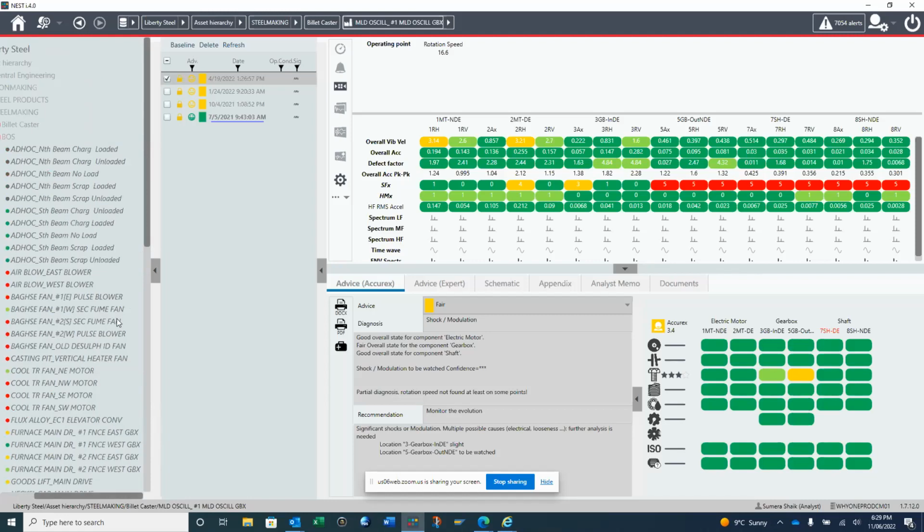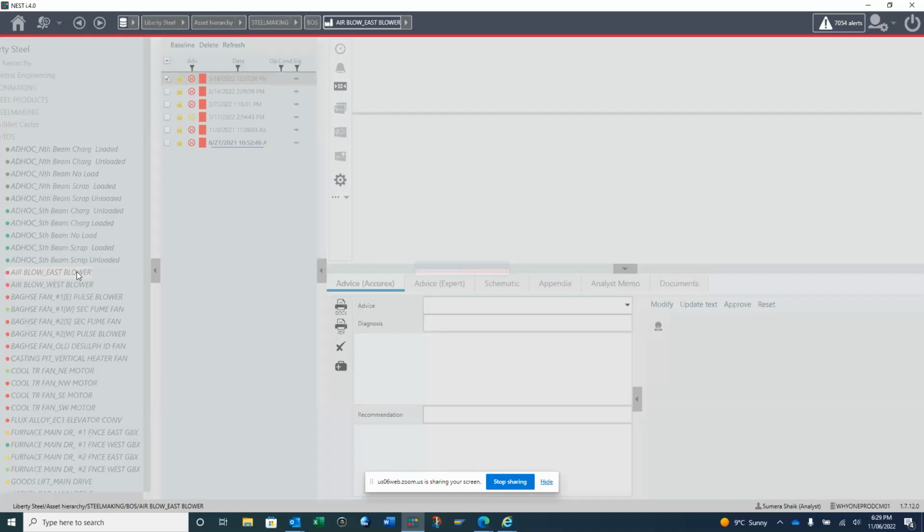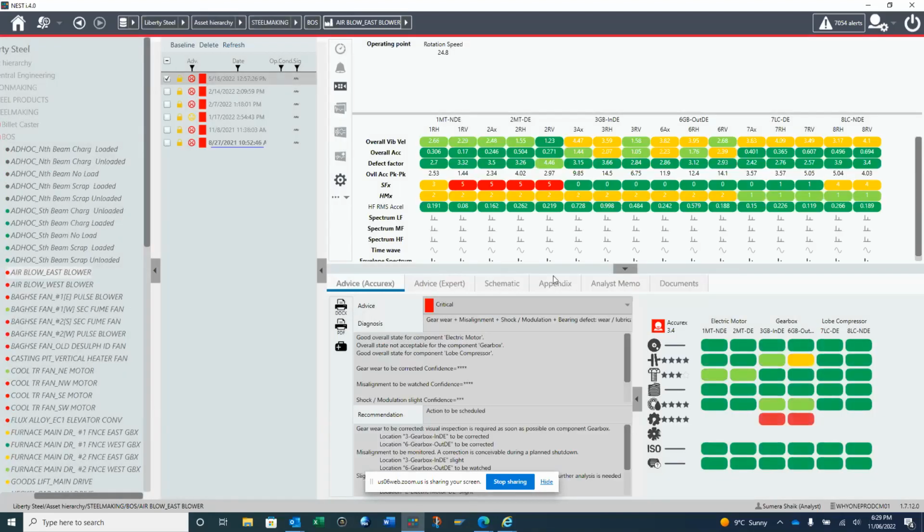So you can hide this one. Hide this blower. Air blowers east and west. I think this is the one. Yeah, sir. So can you see? You hide the sharing first. Okay. So can you see now? Yeah. The overall vibration. Can you see? This is the motor, non-drive end.